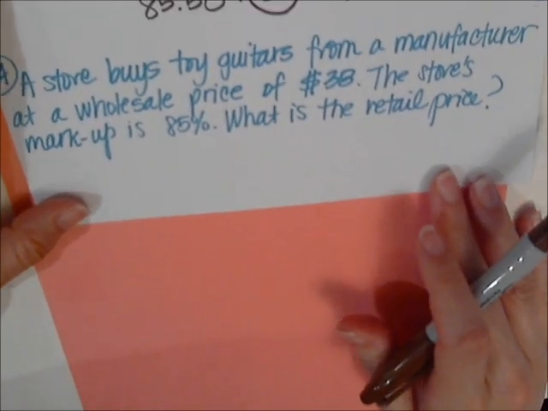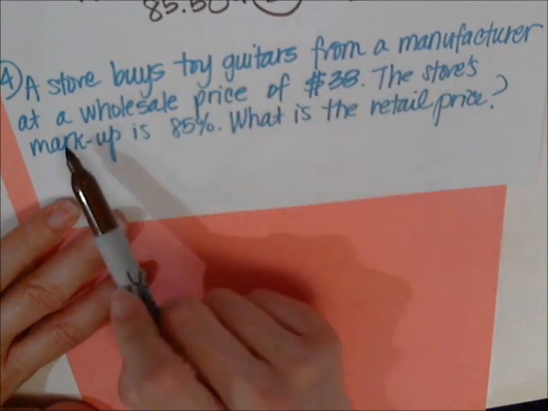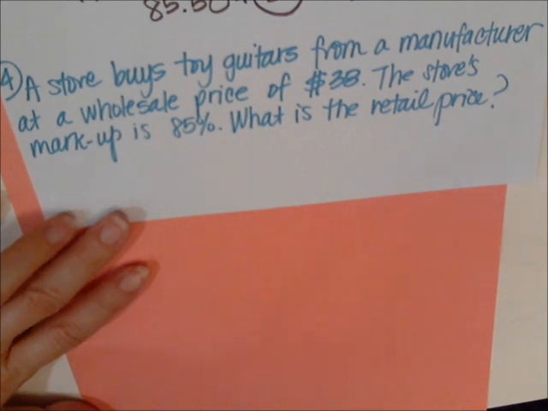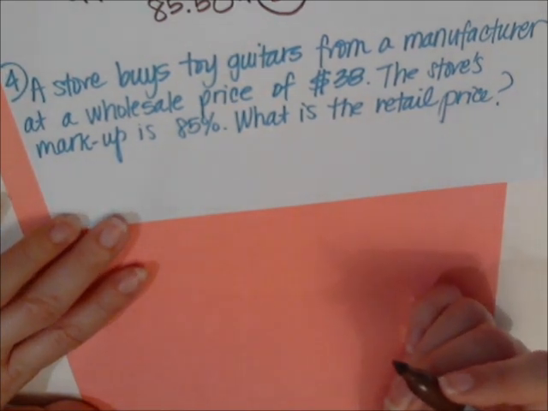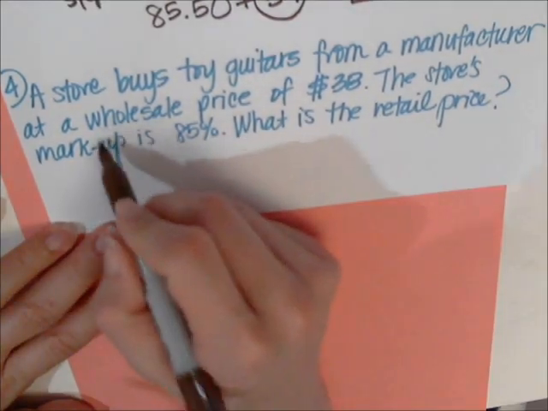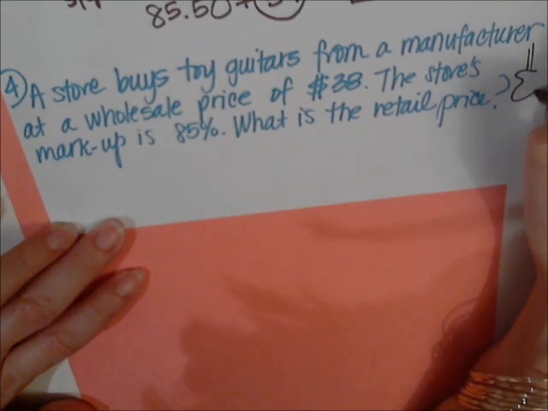Okay, let's look at the next example. A store buys toy guitars from a manufacturer at a wholesale price of $38. The store's markup is 85%. What is the retail price? So again, this is a store marking up, but this time it's going to be toy guitars. Let me draw my little toy guitar here.